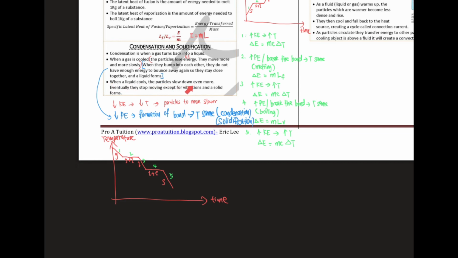Now we look at the last point. When a liquid cools, the particles slow down even more. So here, number 3, liquid slows down even more. Eventually they stop moving except for vibration. That means solidification happens. Then it stops moving. It just vibrates. Okay, so that is where it loses kinetic energy, right? So just vibrate. Okay, so we have done until here, and let's practice questions.